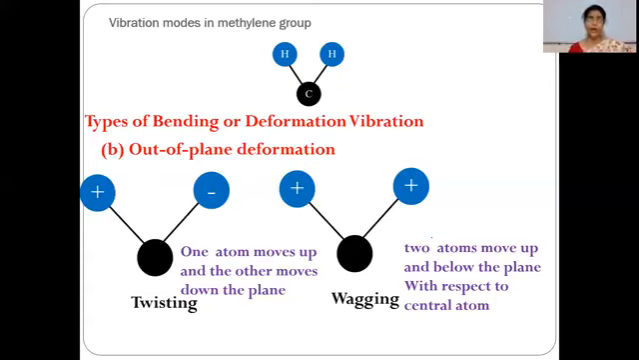So three types of vibrations in any molecule are possible. Stretching can be symmetrical or antisymmetrical. In plane deformation, it can be scissoring or rocking. Out of plane deformation, it can be twisting and wagging. First four, symmetrical, antisymmetrical, scissoring and rocking, are in plane vibrations. Twisting and wagging are out of the plane vibrations.